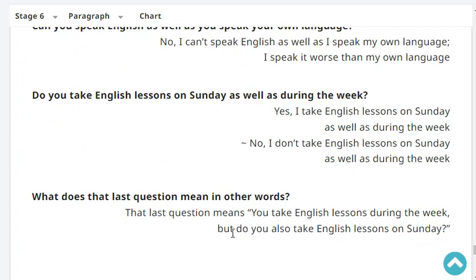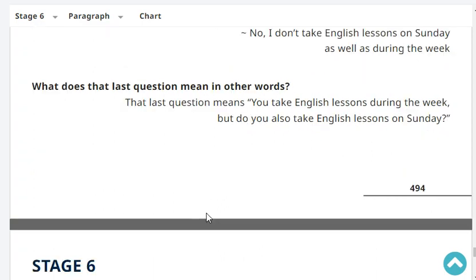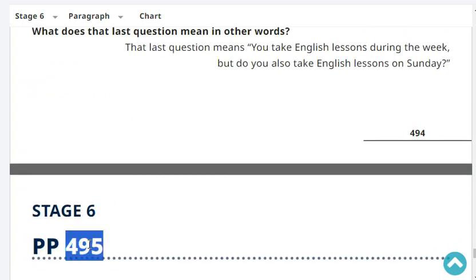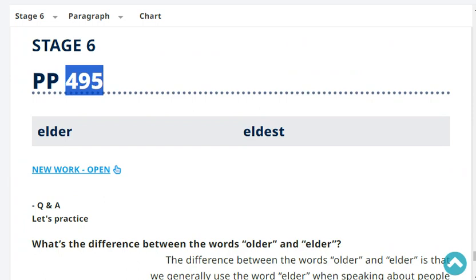Do you take English lessons on Sunday as well as during the week? Yes or no? No, I don't take English lessons on Sunday as well as during the week. What does that last question mean in other words? That last question means you take English lessons during the week. But do you also take English lessons on Sunday? Very good.